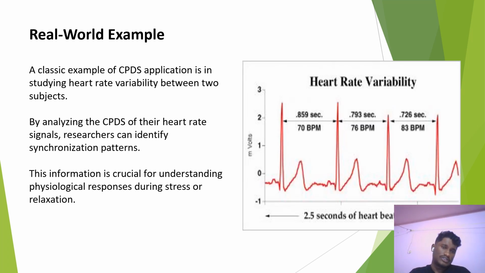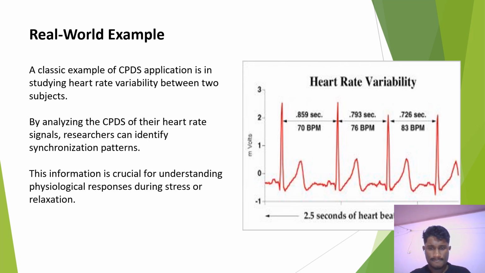There are real-world examples. We can see the heart rate variability: 0.879 seconds at 70 bpm, 0.97 seconds at 76 bpm. A classic example of CPDS application is in studying heart rate variability between two subjects. By analyzing the CPDS of these heart rate signals, researchers can identify synchronization patterns. This information is crucial for understanding physiological responses during stress or relaxation.